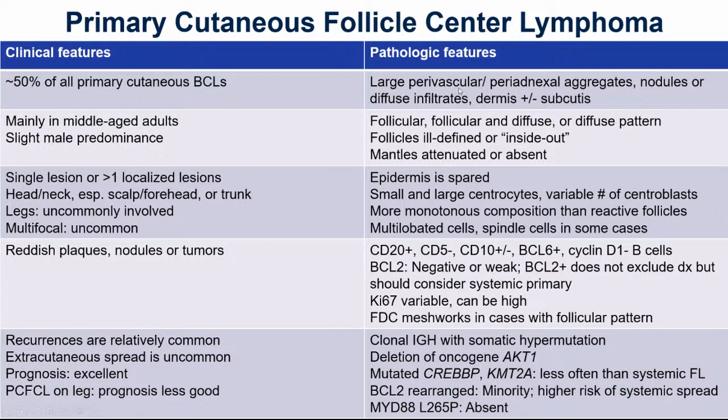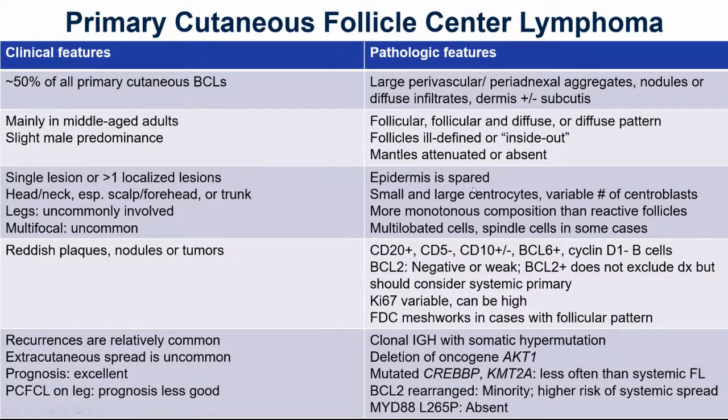Microscopically, one sees large perivascular and periadnexal aggregates or nodules or diffuse infiltrates involving the dermis and sometimes the subcutaneous tissue. And the lesions can have a follicular, or a follicular and diffuse, or a diffuse pattern. The entirely diffuse pattern tends to be with lesions that have been present longer; they seem to acquire a diffuse pattern over time. Sometimes the follicles are somewhat ill-defined, or they don't have good mantles, or they can have an inside-out pattern where you have follicle center cells wrapped around a core of small lymphocytes. Again, the mantles are typically attenuated, or they may be completely absent.